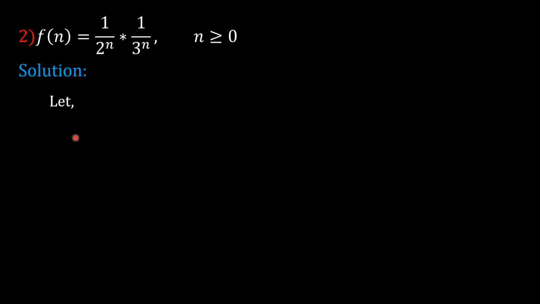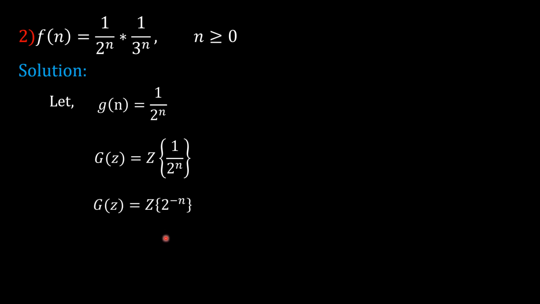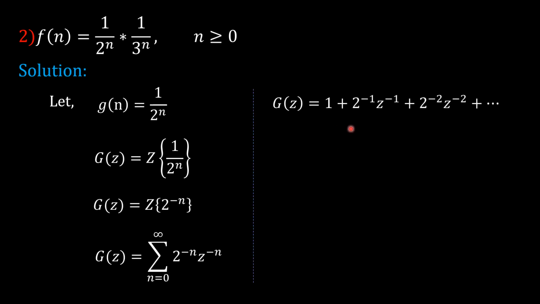So in the solution, let g of n is equal to 1 upon 2 raised to n. Hence, its Z transform will be given by g of z equal to Z transform of 1 upon 2 raised to n. Now use the definition of Z transform. It will give us summation n equal to 0 to infinity 2 raised to minus n z raised to minus n. Put the values of n one by one, that will give us for n equal to 0 it will be 1, plus for n equal to 1 it will be 2 inverse z inverse, plus for n equal to 2 it will be 2 raised to minus 2 z raised to minus 2, plus so on.